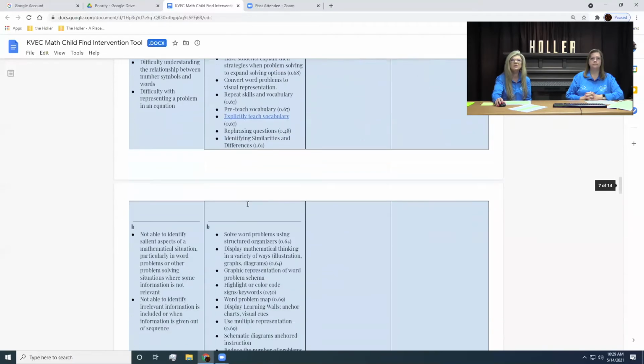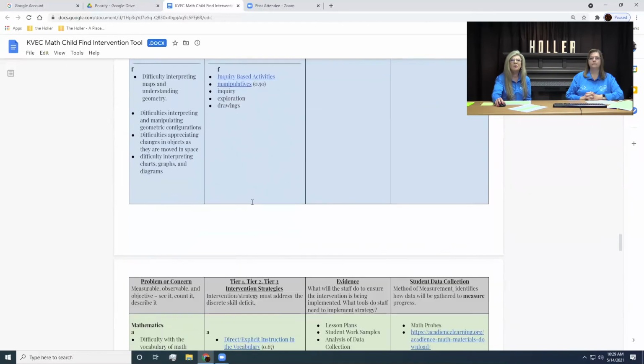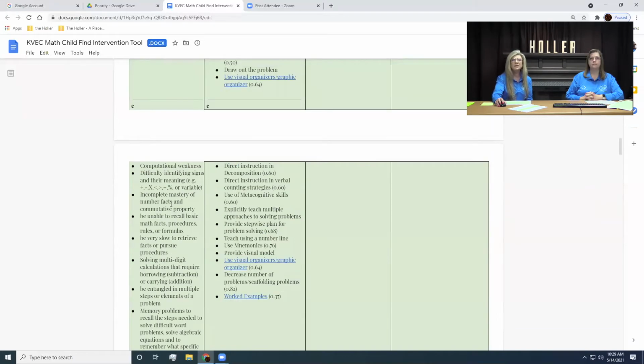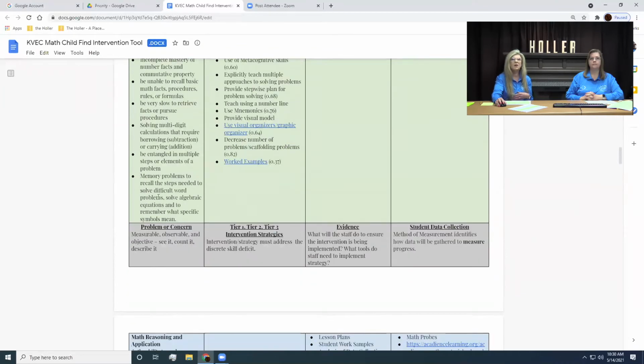And then, of course, there were some problems and concerns in math that we felt could fall within both areas. So we just put that in as a general area in math. For example, just the difficulty with math vocabulary. We see that in both math calculation and math reasoning. Let's look at a particular problem or area of concern. For example, let's talk about memory problems to recall the steps needed to solve difficult word problems or to solve algebraic equations and to remember what specific symbols mean. Let's say that a child is having that problem.